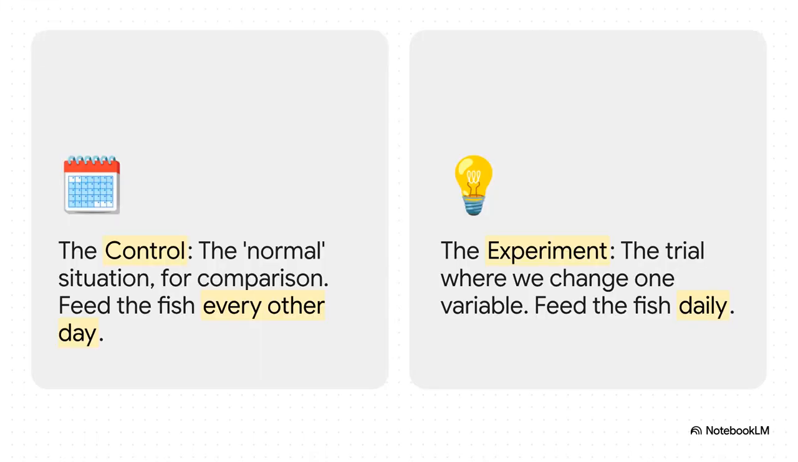We also need a baseline, you know? Something to compare our results to. That's our control group. This is a fish that gets the normal treatment, fed every other day. We'll compare its health to our experimental group, which is the one getting the new daily feeding schedule. It's basically the experiment versus the status quo.